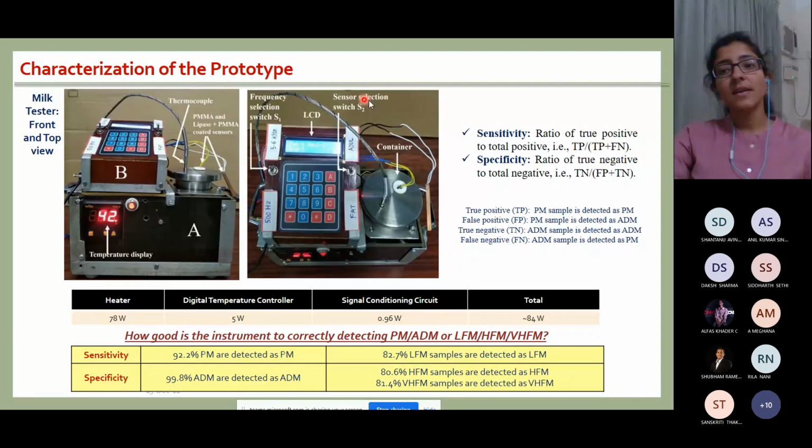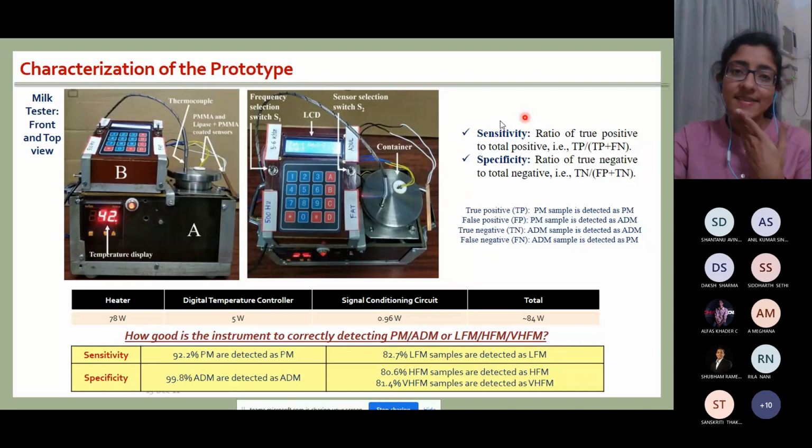Sensitivity is the ratio of true positives to the total positives. What are the true positives? That means a pure milk sample is truly detected as pure milk, and a false positive is when a pure milk sample is detected as adulterated milk. We need to find the sensitivity by this formula. And the specificity is about the true negatives. What is a true negative? An adulterated milk sample detected as adulterated milk. And a false negative is when an adulterated milk sample is detected as a pure milk sample.